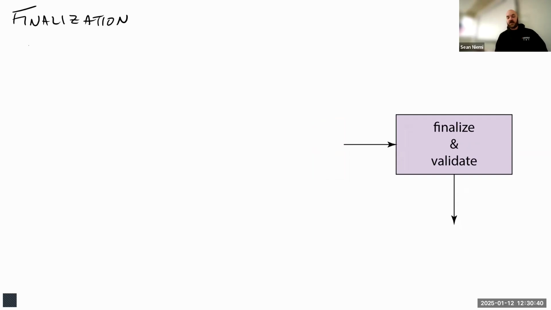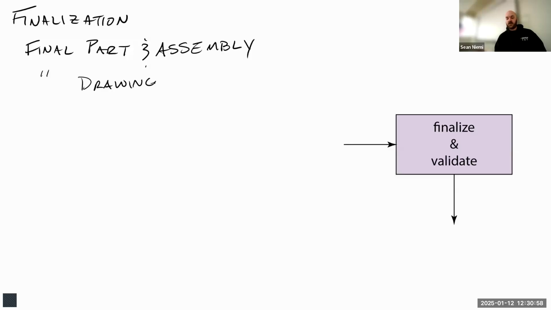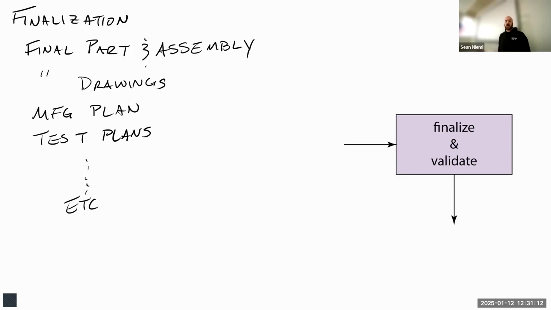This is final drawings, final part and assembly drawings, finalized part and assembly, final drawings, a manufacturing plan, test plans, etc. At this stage, this is where all the detail work comes in.